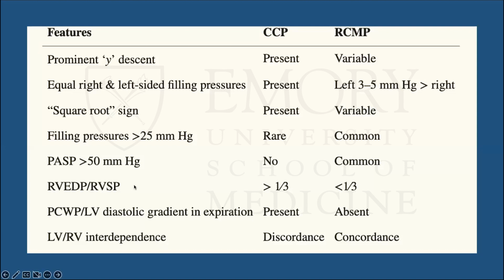I won't go through all of these, but in constriction and restriction, you can have prominent Y descent. In constriction, you should see equal left and right sided filling pressures. The square root sign can be present in both. Pulmonary hypertension is classically a little bit more associated with restrictive cardiomyopathy. And the change in ventricular interdependence, in terms of discordance, is constriction, whereas if it's concordant, it's more restrictive physiology.